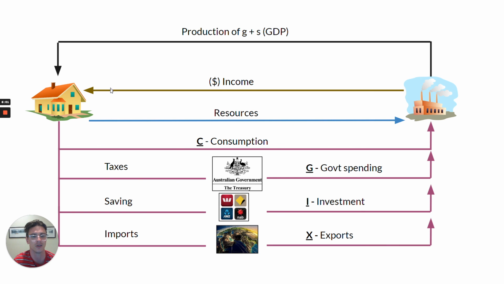The idea here is that you need to understand that there are three things that decrease economic activity: taxes, savings, and imports. We need to think about what might impact those three things. And we have basically our aggregate demand formula here: consumption, government spending, investment, and exports will all increase economic activity.